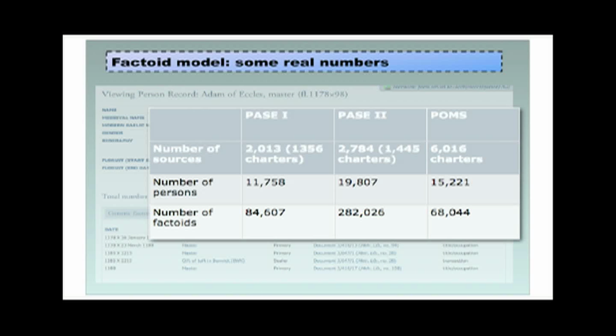Here are some statistics that give you an idea of the incredible amount of work historians put into this project. And to some extent, this reinforces our assumption that the model we've been using, the factoid model, suits the data collection activity.